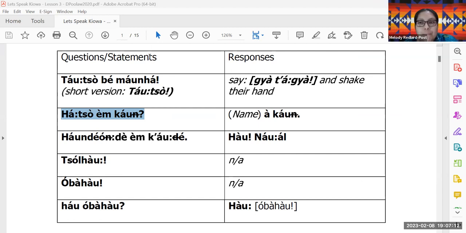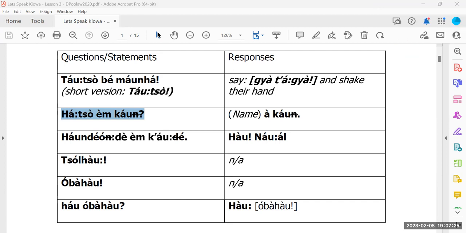Hatsoim ka. Melody a ka. Hatsoin kong. Courtney a kong. Hatsoin kong. Carolyn a kong. Hatsoin kong. Kathy a kong. But that don't sound better.